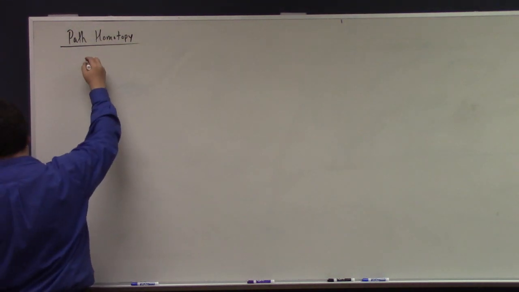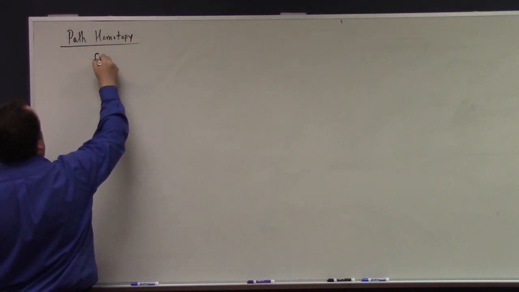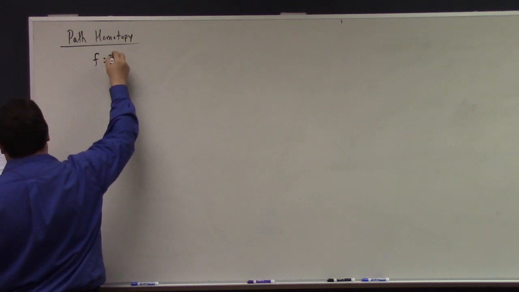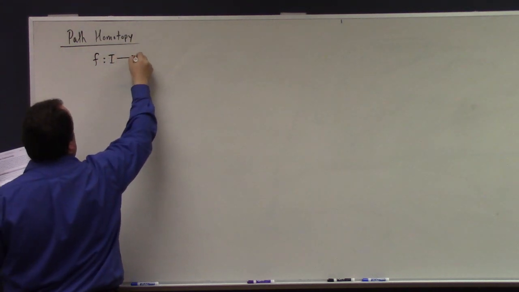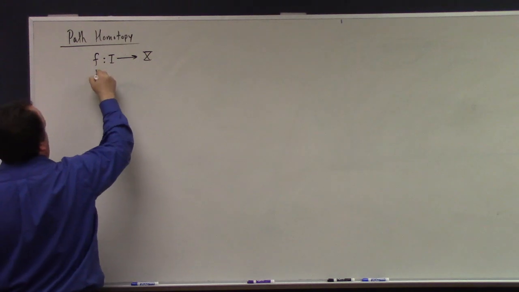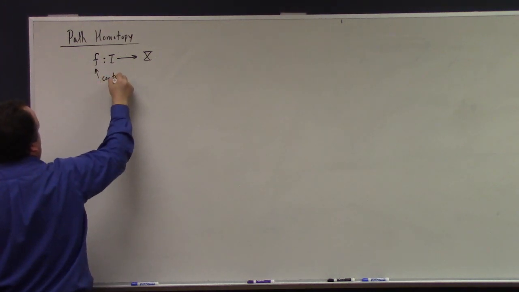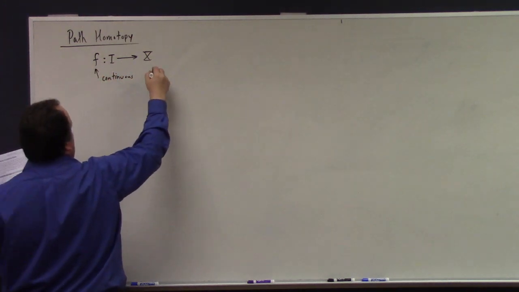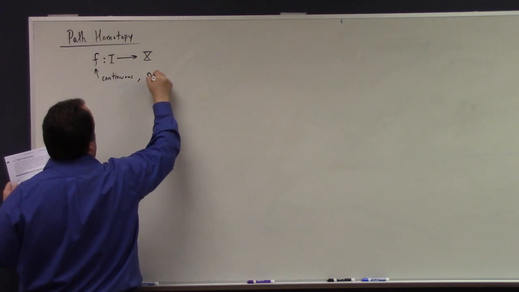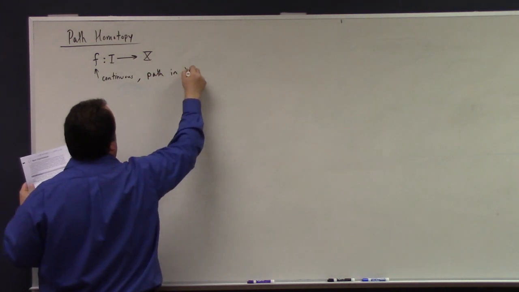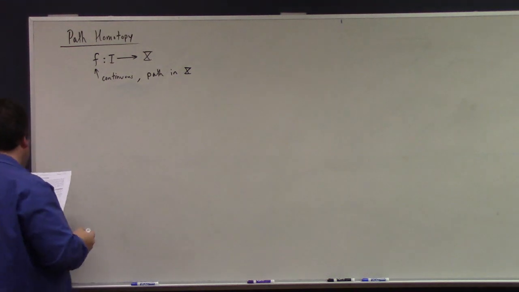So a path is, say, f, a mapping from I to x. This is continuous, okay? So this gives a path in x, all right?